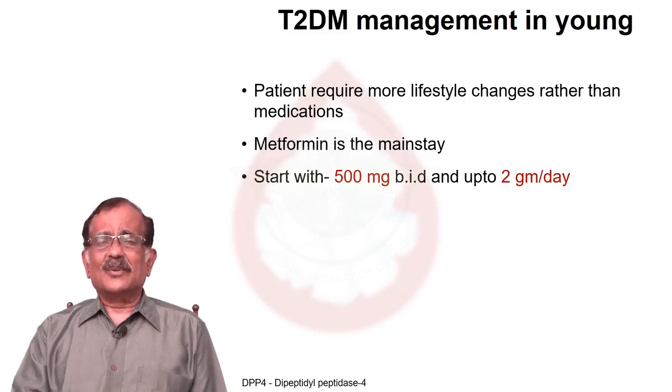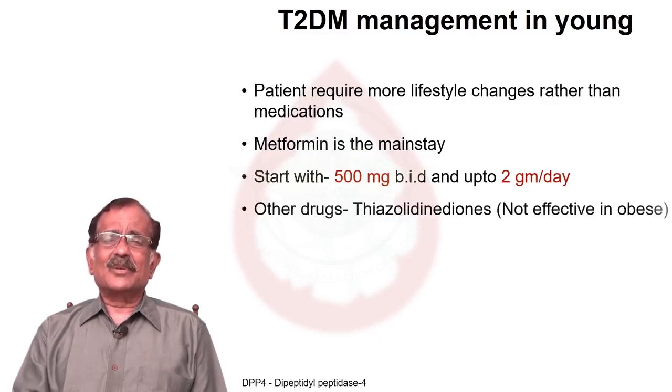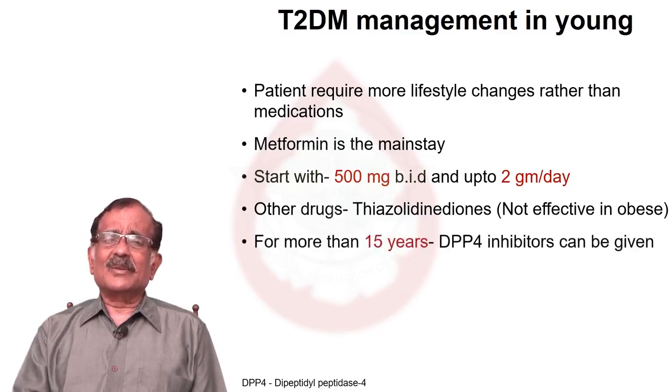If you cannot control it with that alone, then other drugs have to be used. One of the other drugs which can be used is thiazolidinediones, but they cause weight gain, and if the patient is already obese, there may not be much place for thiazolidinediones if the youngster is very obese. The other thing, if you are not able to achieve good diabetic control with metformin alone, there may be a place for DPP-4 inhibitors. If the patient is more than 15 years old, you can give DPP-4 inhibitors.